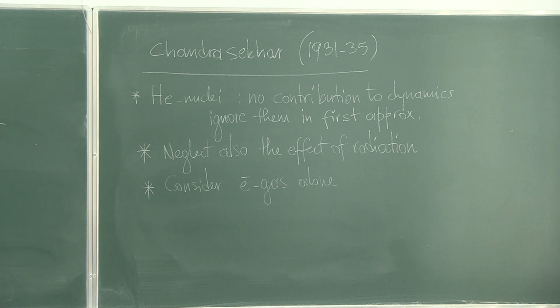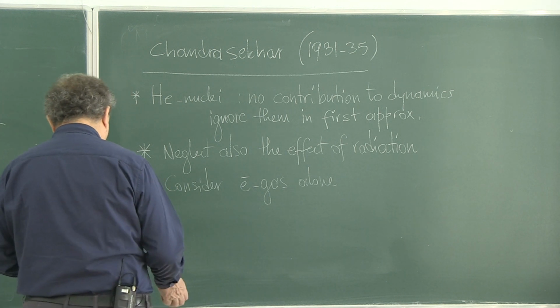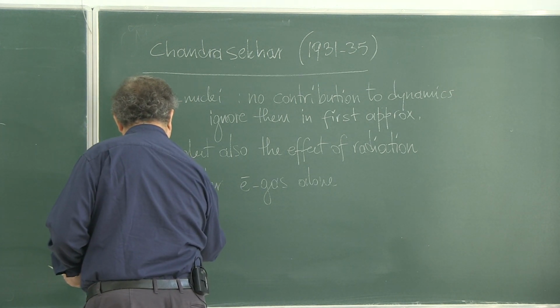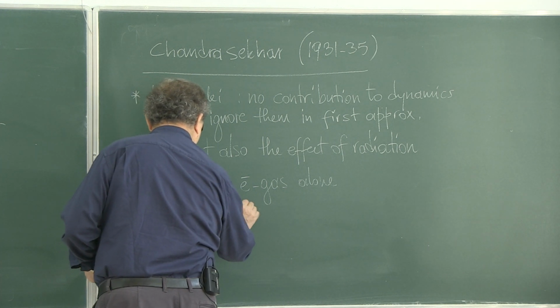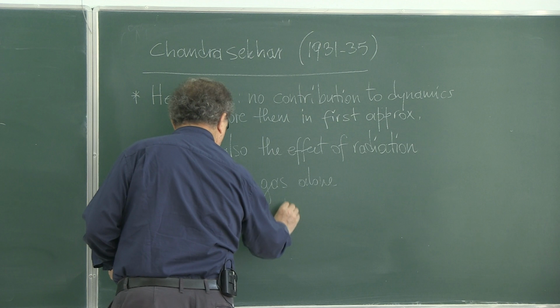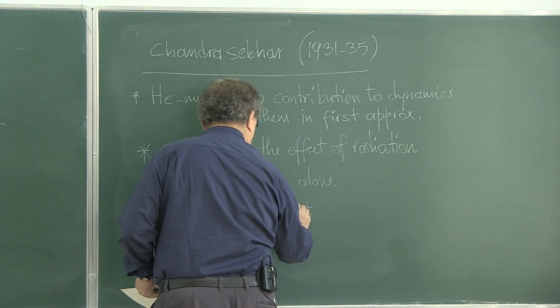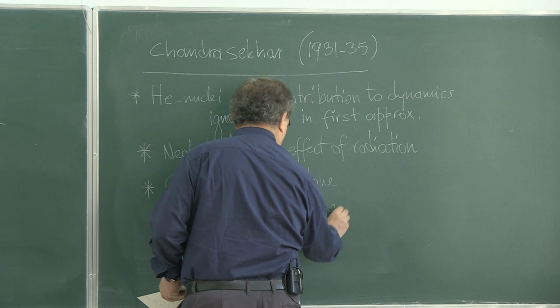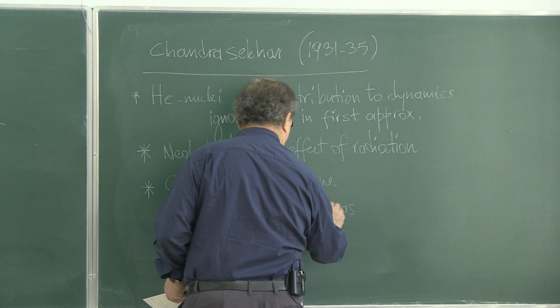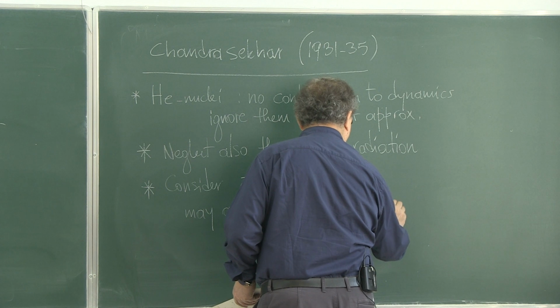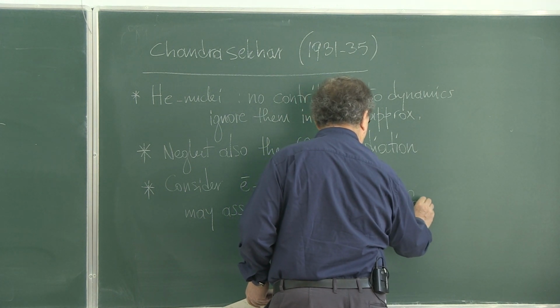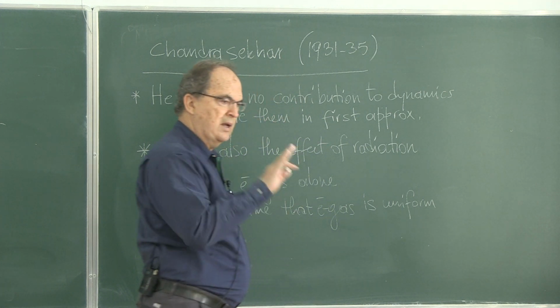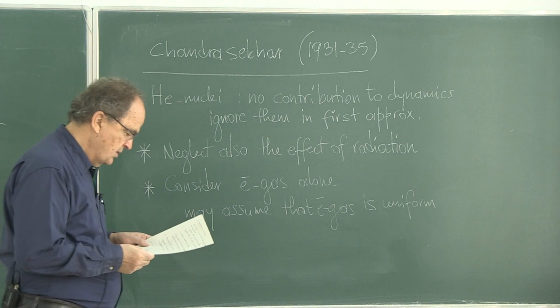You can also assume one more thing in your model. Let's assume that electrons are distributed uniformly throughout the star. So we may assume that the gas is uniform. The electron gas is uniformly distributed, so the density is the same everywhere in the star.